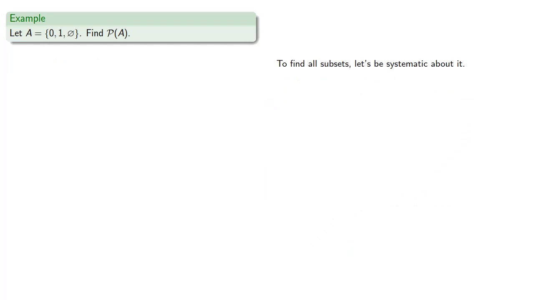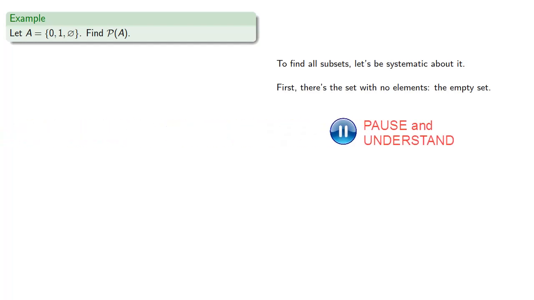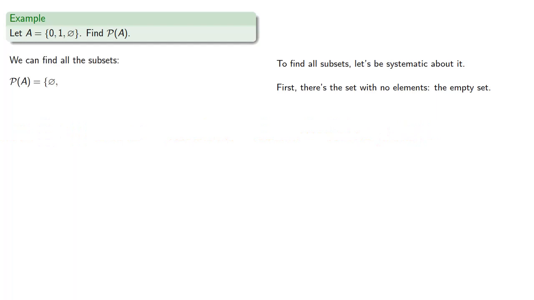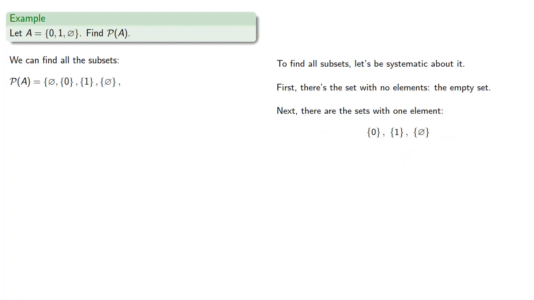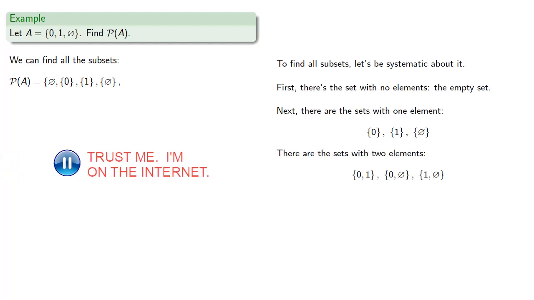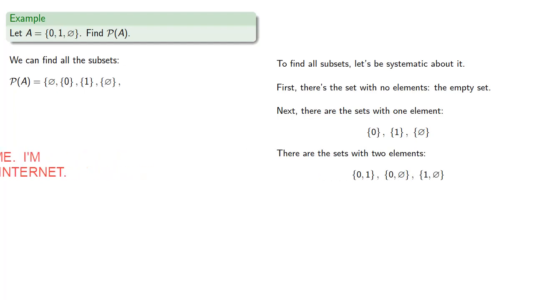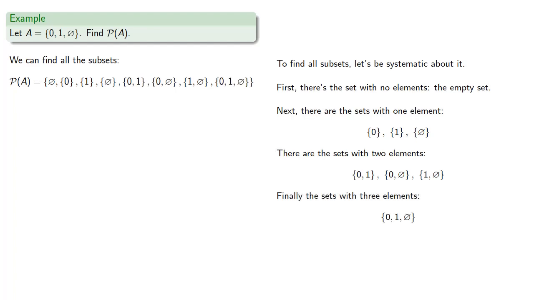To find all the subsets, let's be systematic about it. First, there's the set with no elements. That's the empty set. Next, there are the sets with one element. Next, there are the sets with two elements. And finally, there's the set with three elements.